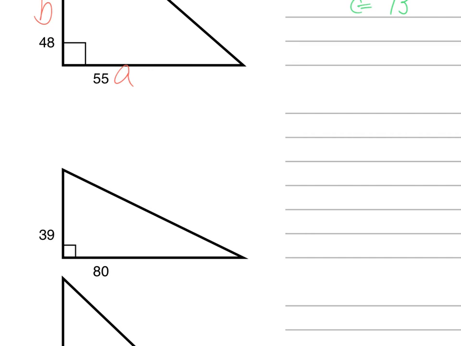I'm not going to bore you with all these examples. This is going to be our last example. Okay, I got 39 squared plus 80 squared is equal to, you guessed it, c squared. Okay, I've got 39 squared is 1,521 plus 80 squared, 6,400. That's equal to c squared.